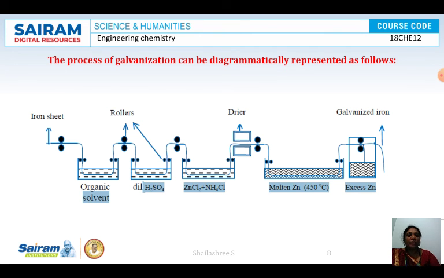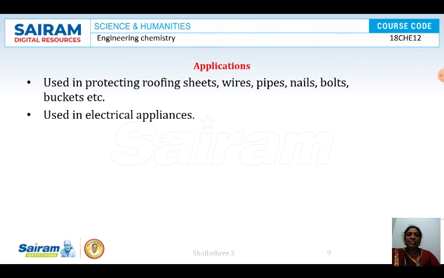Clear, I think. Then what are the applications of this? It is used in many industrial components, like roofing sheets, wires, pipes, nails, bolts and buckets. All these things can be galvanized and used. It protects the metal from corrosion, and it is also used in many electrical appliances. So this is the end of the galvanization process.